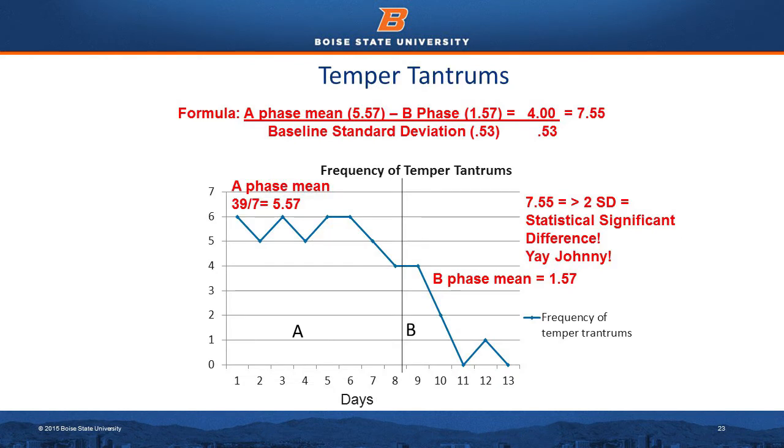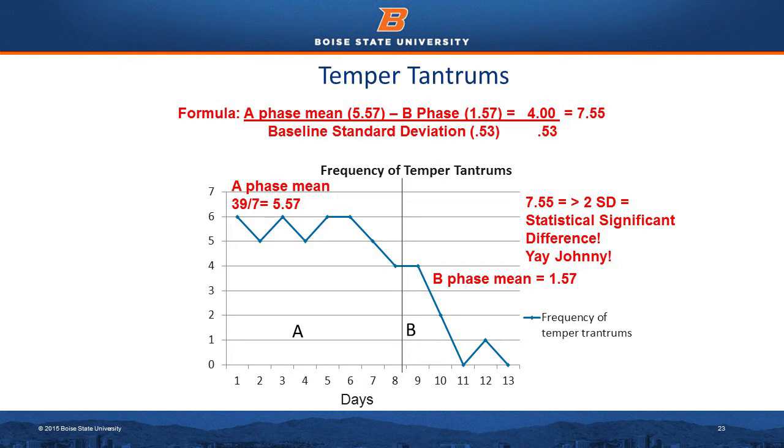Let's use a real-world example. Little Johnny has difficulty with temper tantrums. One way of calculating your means and standard deviation is creating 2 variables, A phase and B phase, and entering the data or frequencies for each phase in an SPSS data file. You can conduct an analysis of the means and standard deviations.